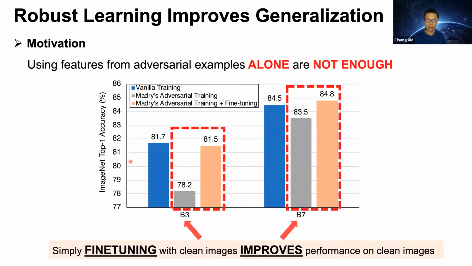We take these adversarially trained models, and then we fine-tune them with clean images, which is shown in this orange bar. You can see this simple fine-tuning can significantly boost the performance of these adversarially trained models. For example, for the B3 model, you can improve performance by around 3%, and for this B7 model, you can improve the performance by more than 1%.